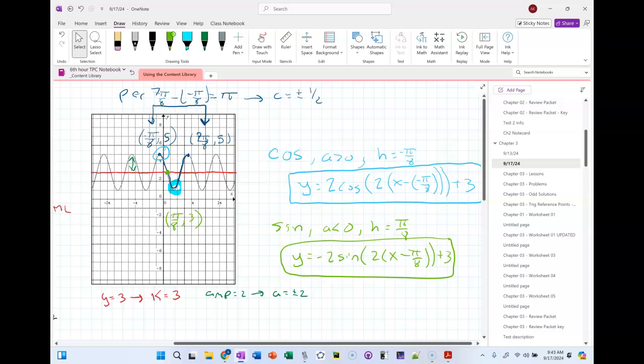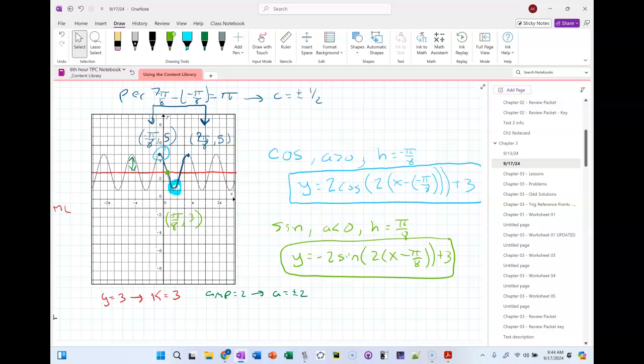Now, to be clear, what I've written are two possible answers, right? How many actual answers do I have for cosine? I have infinitely many, right? Because how many extrema do I have that I could have chosen? Infinitely many, right? Because it keeps going and going forever. Same thing with sine. There are infinitely many answers because I have infinitely many midline points, because the graph just keeps going and generating them.